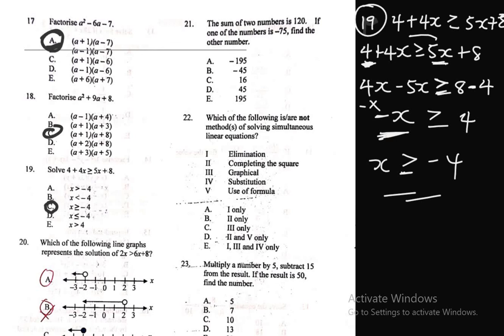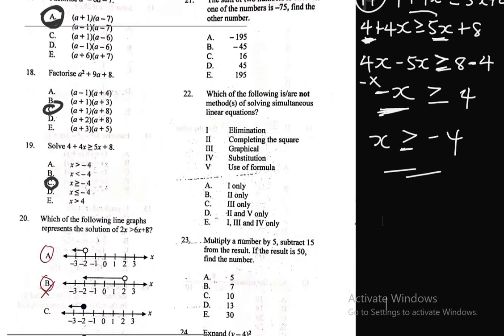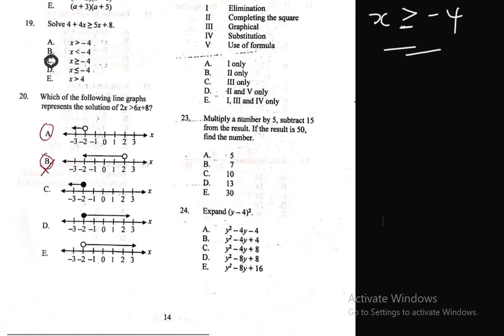Alright, question 20, I've already done it for you. The right answer is A. Which of the following line graphs represent the solution of 2x is greater than 6x plus 8? The first thing you need to do is to solve the inequality. The inequality here is 2x is greater than 6x plus 8.